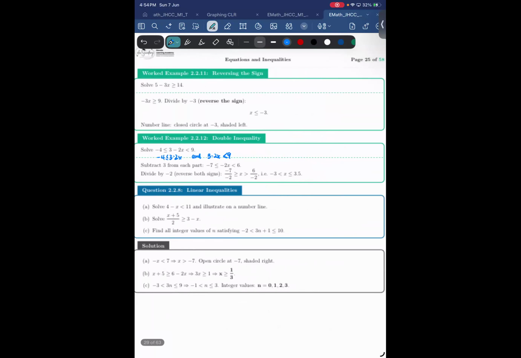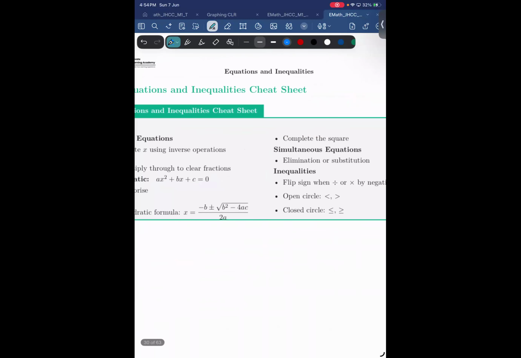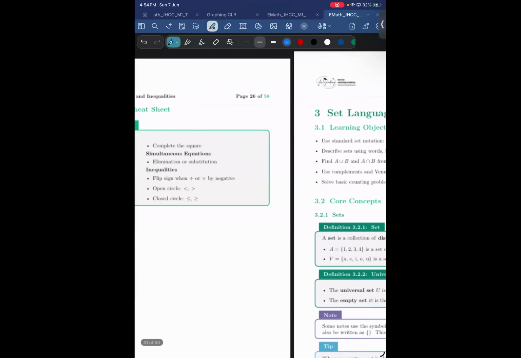Okay, any questions? Okay. So here is what we went through. So linear equations, how to make x a subject, isolating x, and multiplying throughout. Okay, quadratic equations, 3 ways to solve: factorization, quadratic formula, forming a square. Simultaneous equations, we eliminate or substitute, and inequalities when we flip our sign and multiply or divide by negative. And if it's open, use open circle if it's less than or more than, and closed circle if it's less than equals to or more than equals to. Okay. Yeah. And then we move on to the next one.